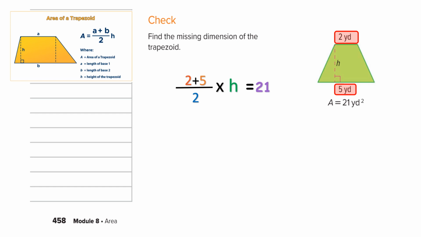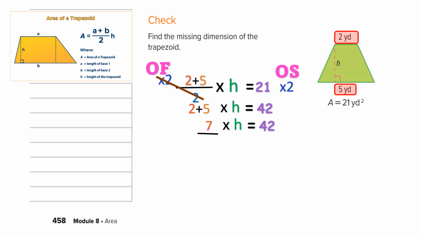Now, in order to get rid of the division by 2, once again, go back to algebra. I do my opposite function. I then do it on the opposite side. The opposite of dividing by 2 is multiplying by 2, which allows me to cancel them out. Then I do it on the opposite side. I have 21 times 2, and that is 42. That leaves me with 2 plus 5 times the h. I'm going to put my two bases together. So 2 plus 5 gives me 7. So I have 7 times h is equal to 42.